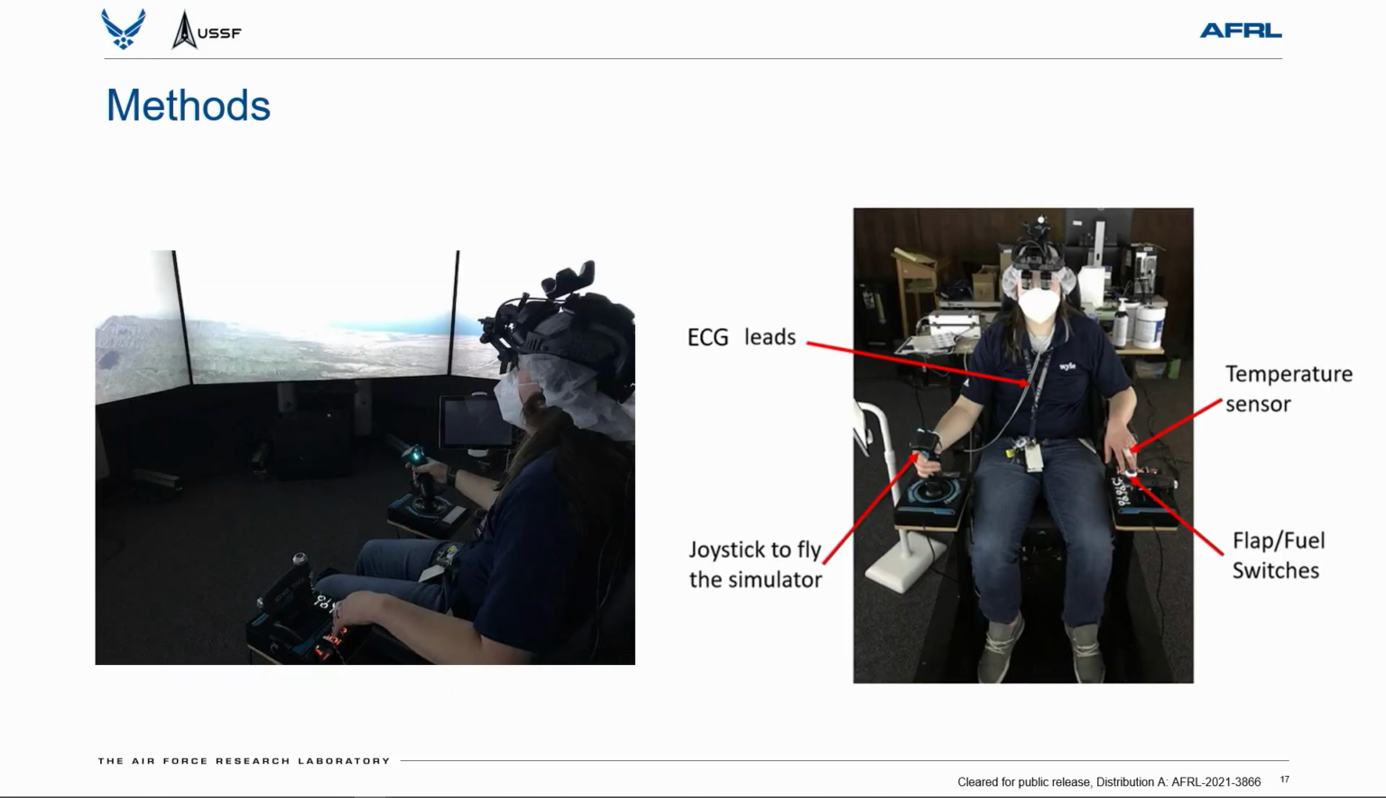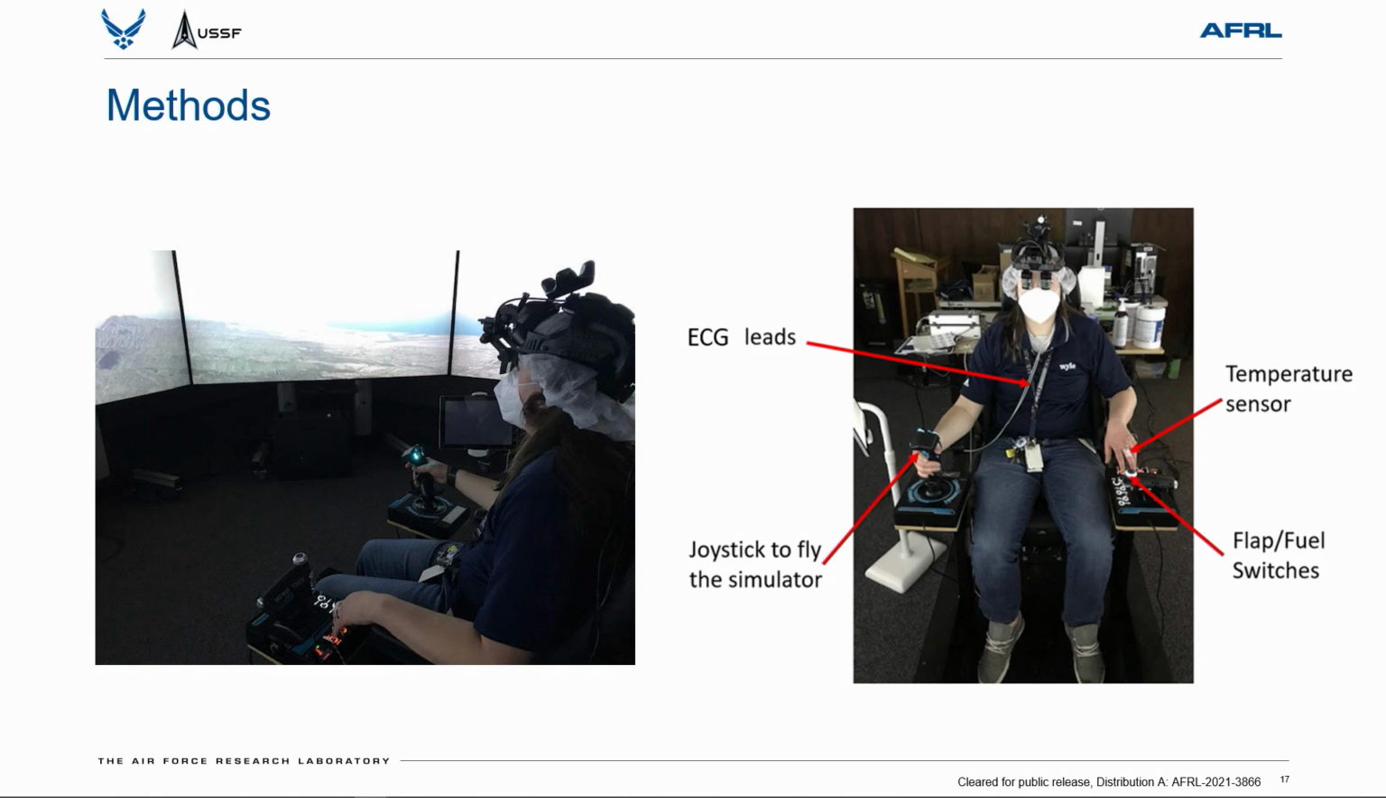And this is the setup. So we had our subjects sat in the chair, flying the simulator with the joystick, with their fingers resting on the switches on the left-hand side, and then they've got the tablet next to them to answer the symptom and workload questionnaires at the end. So there's really minimal examiner interference. And you can see the subject also linked up with temperature sensors and ECG leads as well.